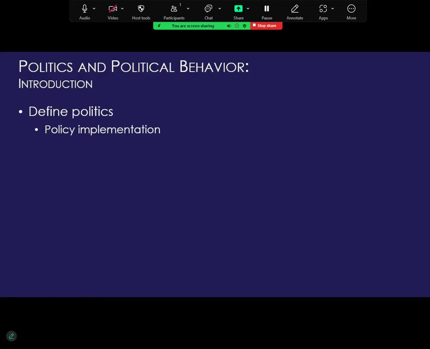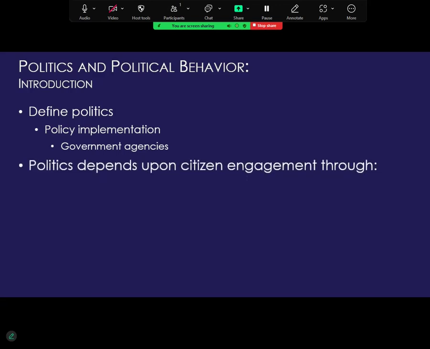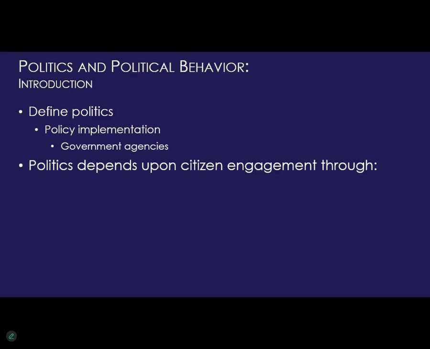Policy implementation is when our government executes an adopted policy that is specified in legislation. As you should recall from Module 11, policy implementation is most often accomplished through the work of government agencies or bureaucracies. But politics depends upon citizen engagement for it to work. Government cannot serve the people if it does not know what the people want or need.